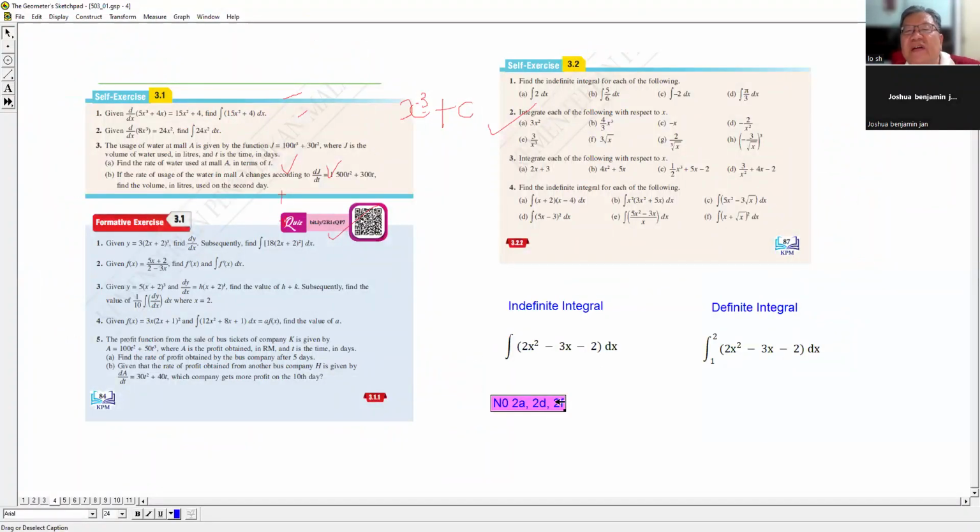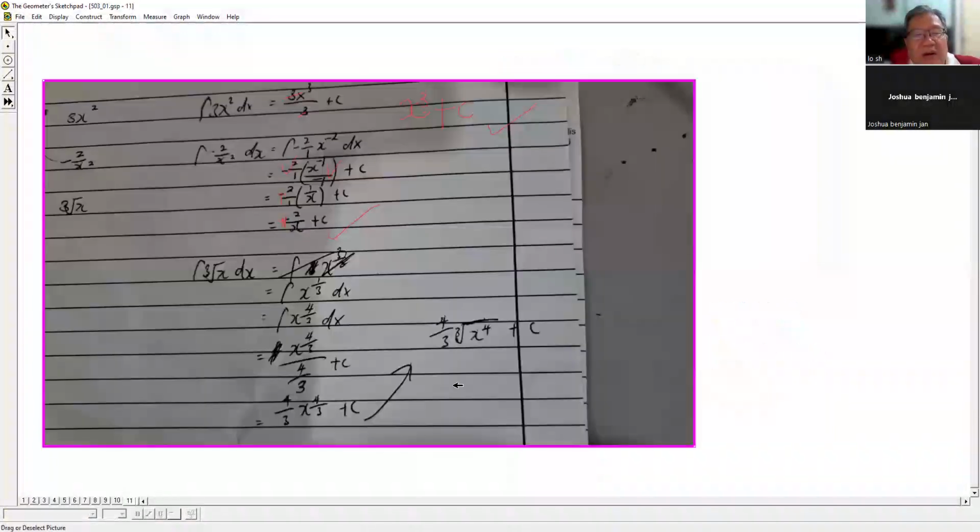Number f. This one is not cube root. If it's cube root, the 3 will be very small in front. But if you think that it is cube root, never mind, I mark it as cube root. This is correct.